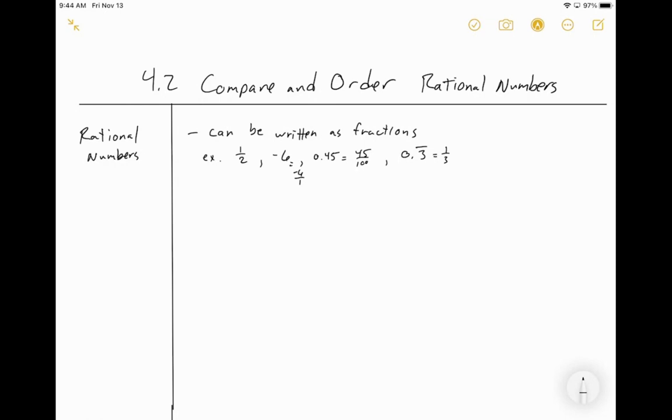Right? Okay, let's talk about comparing fractions. And when I say comparing, what I mean is we're going to use greater than, less than, and equal to. Okay, that's what we talk about with comparing. Greater than, less than, equal to.